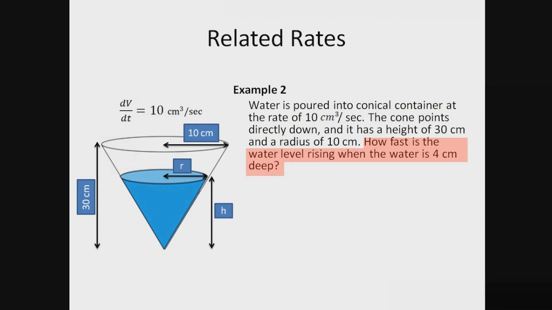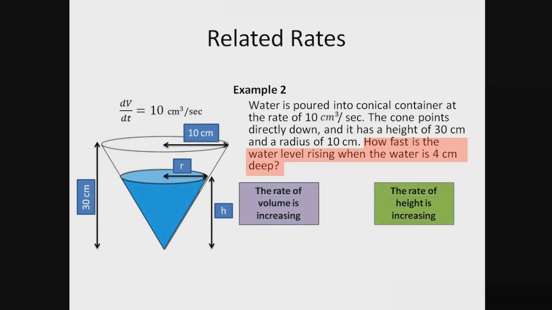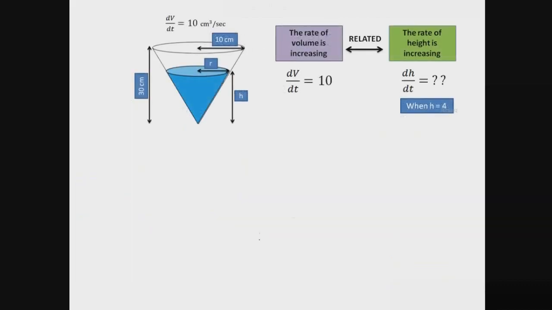Now we have identified the two related variables, which are height and volume, and we know that as the height is increasing, the volume is also increasing. These two variables are related. So based on this information, we already know that dV over dt is equal to 10. And now our interest is to find dh over dt at the moment when the height is 4 centimeter.